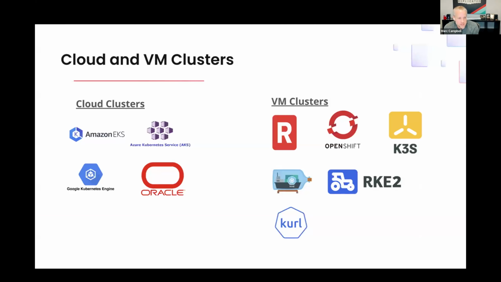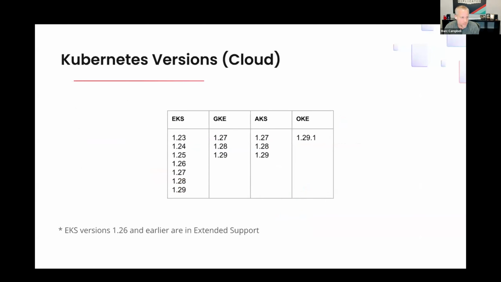So Compatibility Matrix creates two different categories of distributions. There's cloud-based managed Kubernetes distributions, including EKS, AKS on Azure, Google GKE, and Oracle OKE. Then we also create VM-based clusters. Of course, we have Replicated embedded cluster and kURL. We have OpenShift, K3s, Kind, and RKE2. These are the different distributions that we currently support.